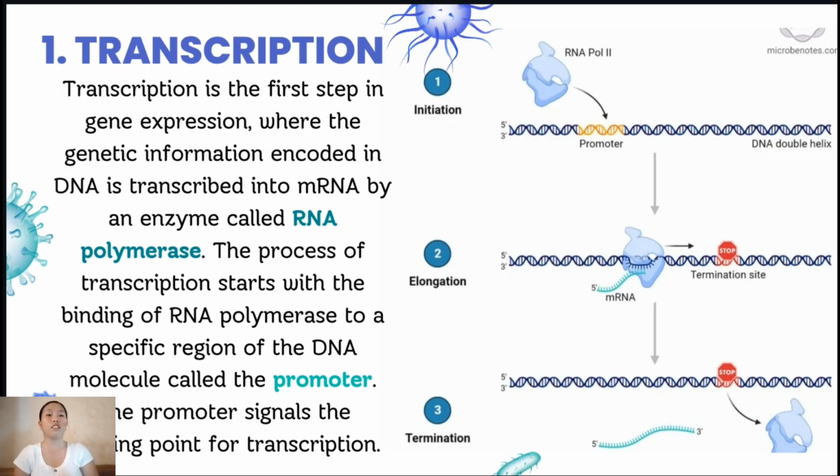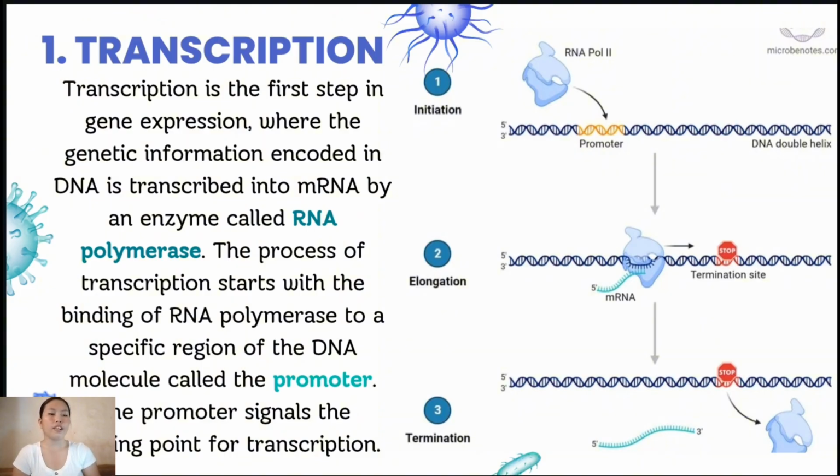This process is led by the enzyme called RNA polymerase. So RNA polymerase binds to the start signal, which is known as the promoter. So si RNA polymerase is an enzyme na makakatulong in order to convert that certain code into proteins. RNA polymerase unwinds the DNA double helix near the promoter region.